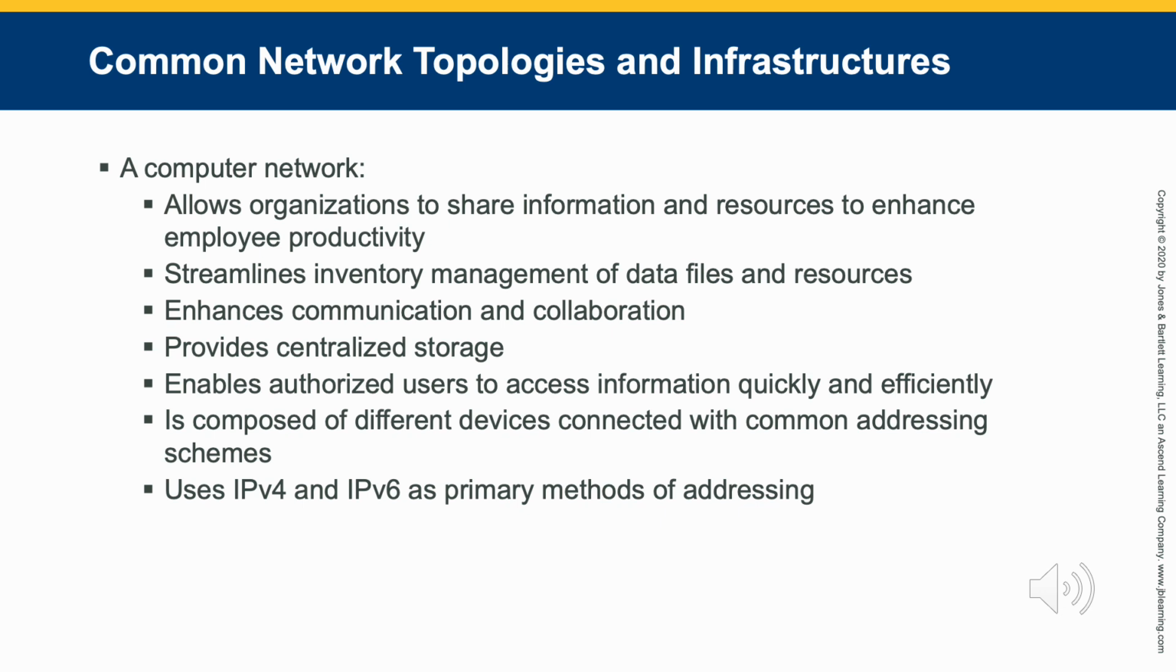Common network topologies and infrastructures. A computer network allows organizations to share information and resources to enhance employee productivity, streamlines inventory management of data files and resources, enhances communication and collaboration, provides centralized storage, and enables authorized users to access information quickly and efficiently. It is composed of different devices connected with common addressing schemes, and uses IPv4 and IPv6 as primary methods of addressing.